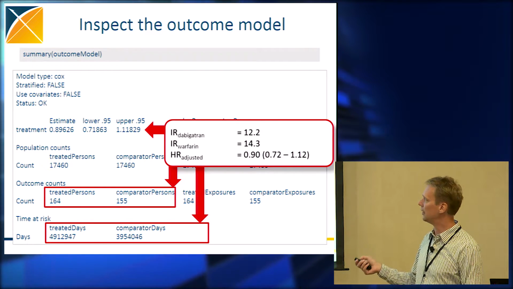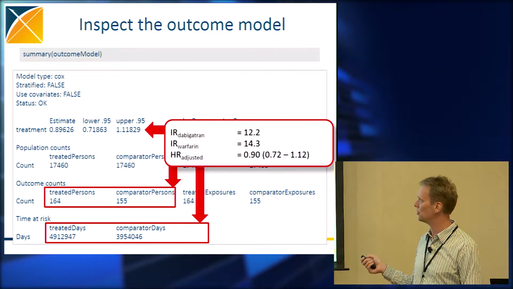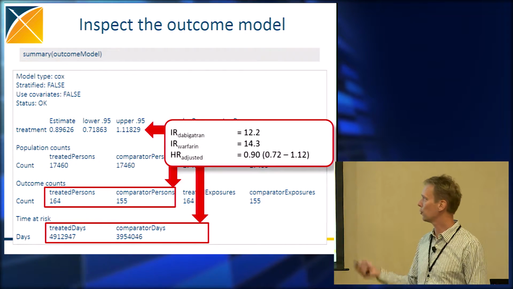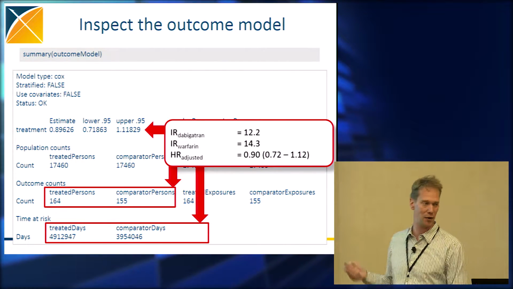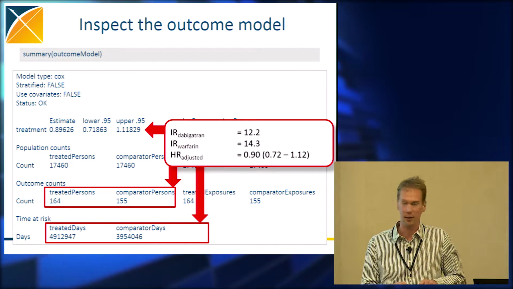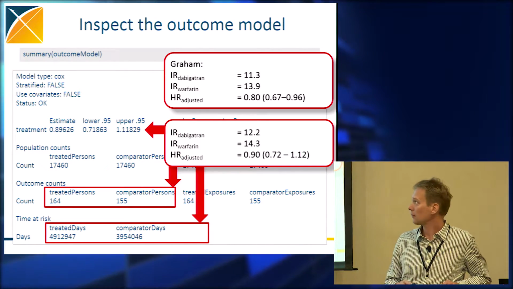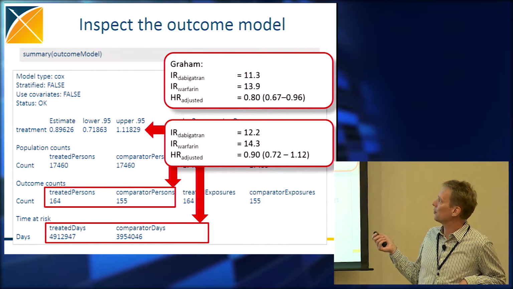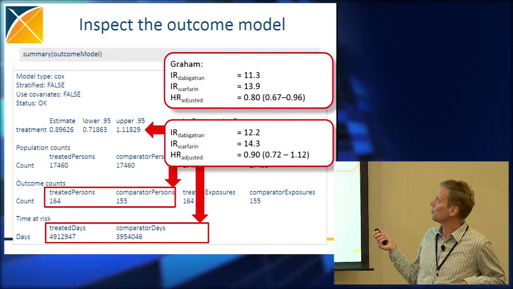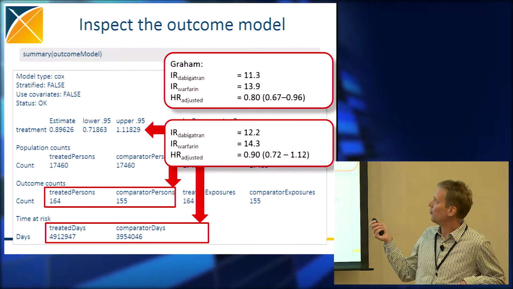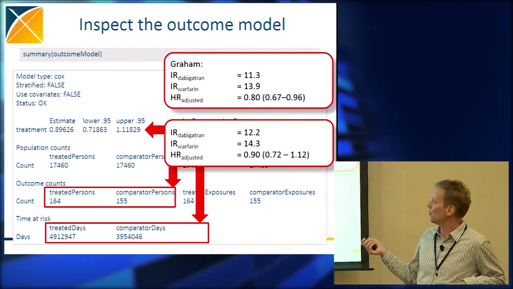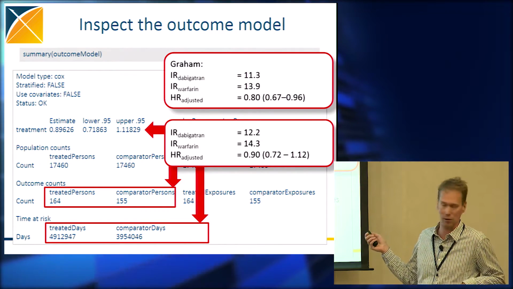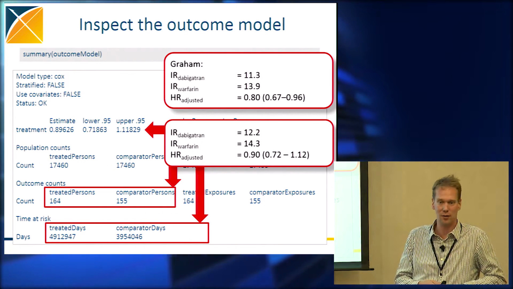So if you compute the incidence rates in those two groups, you actually see that the incidence rate in the Bickerton group is lower than in the Warfarin group. And that by itself already explains why you have a hazard ratio smaller than 1. If you compare to what Graham found, it's actually very similar. So they found 11.3, we found 12.2 here, 13.9, 40.3, and they have 0.8 and a much narrower confidence interval. We have 0.9, but we apparently had less power. So their confidence interval is almost completely subsumed in ours.